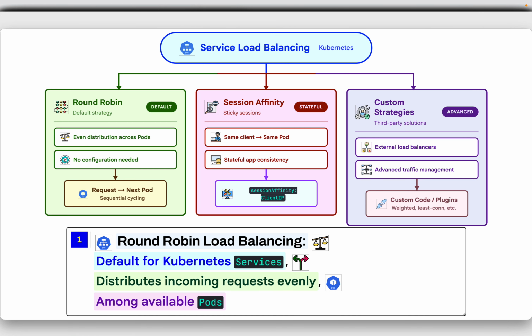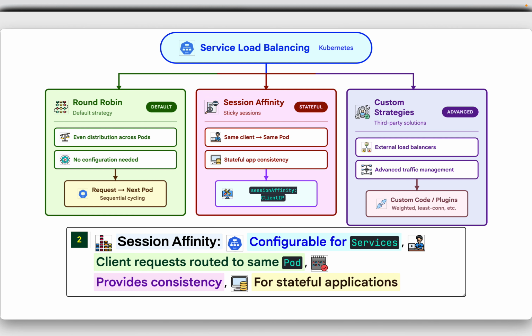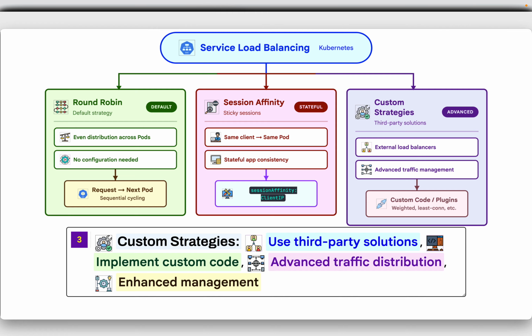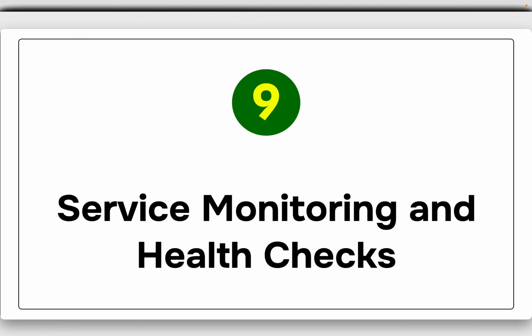Eighth topic is service load balancing. By default, Kubernetes services use round-robin load balancing, distributing incoming requests evenly among available pods. Session affinity can be configured for services to ensure that requests from a specific client are directed to the same pod during the session, providing consistency in stateful applications. Custom load balancing strategies can be implemented using third-party solutions or custom code, and this allows for more advanced traffic distribution and management.